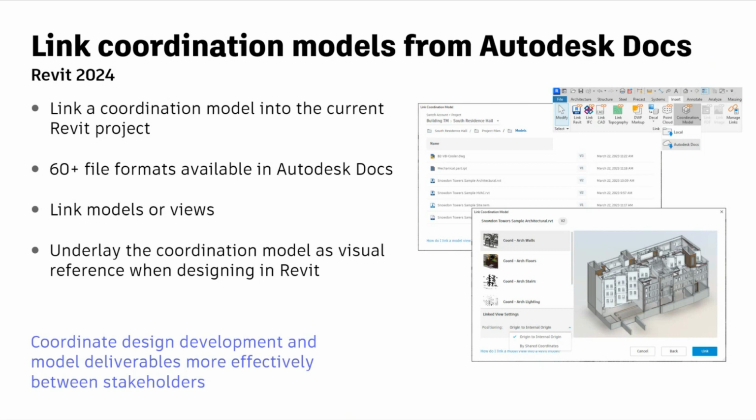You can also bring in 60 different file formats that are supported on the construction cloud. And because it's an underlay, you'll underlay the coordination model as a visual reference when designing in Revit. This will reduce the need for interpretation when coordinating the design deliverables with partners and project teams.